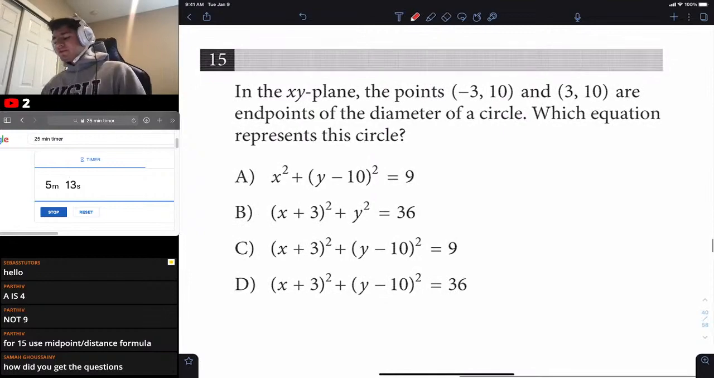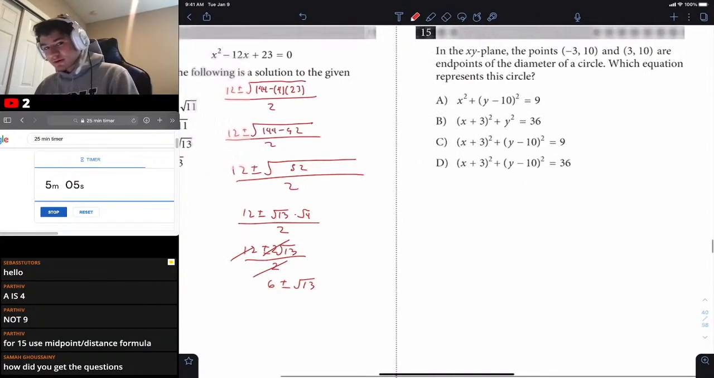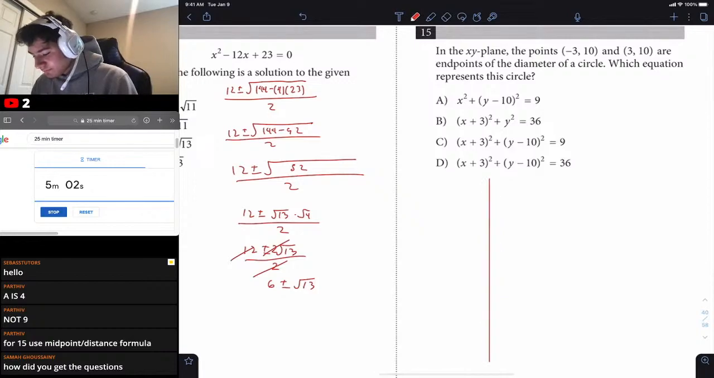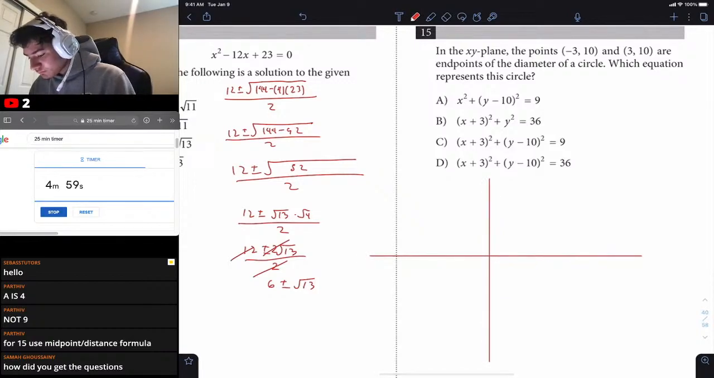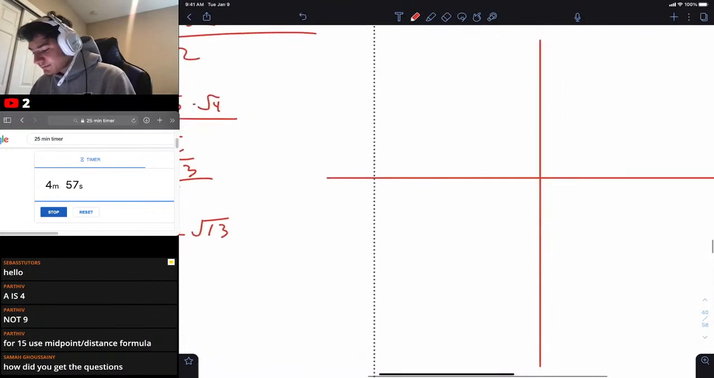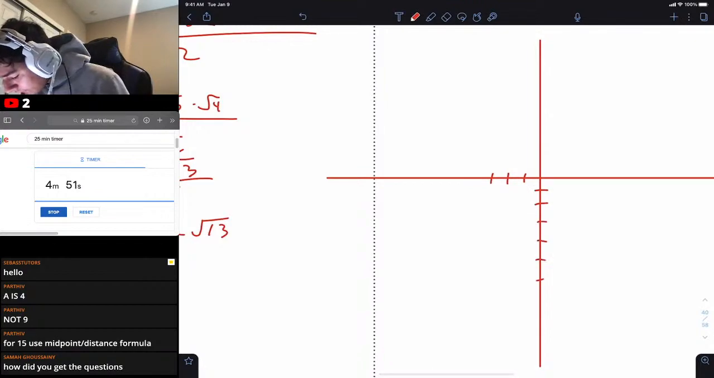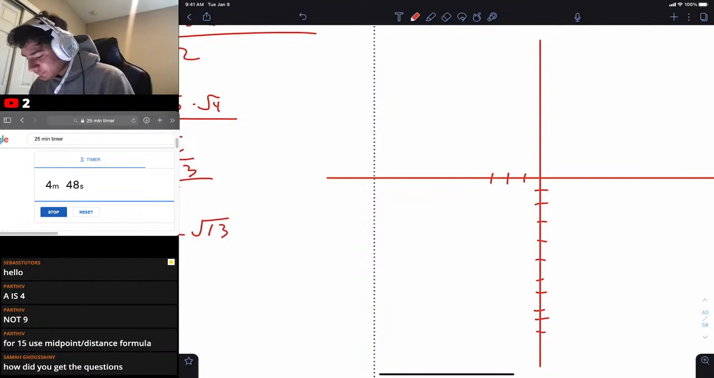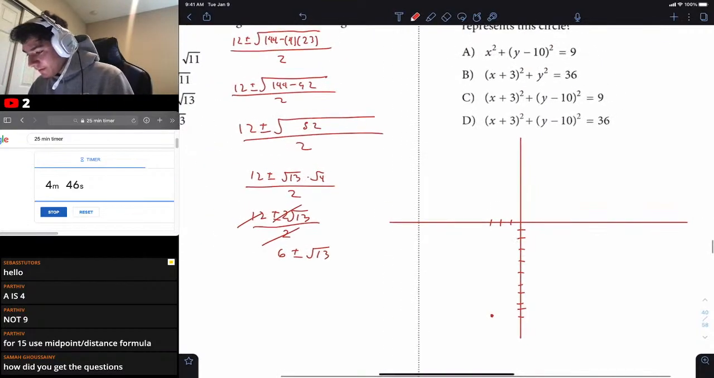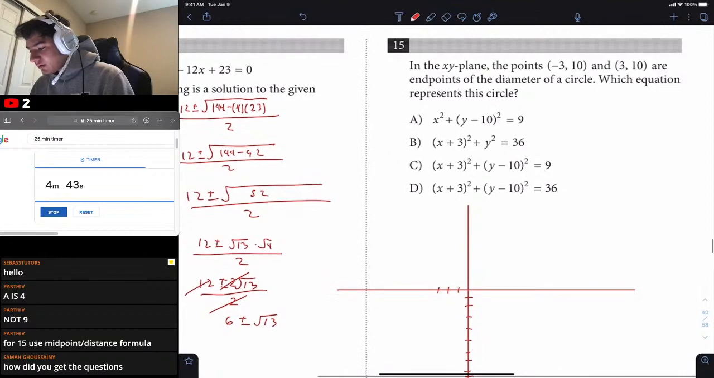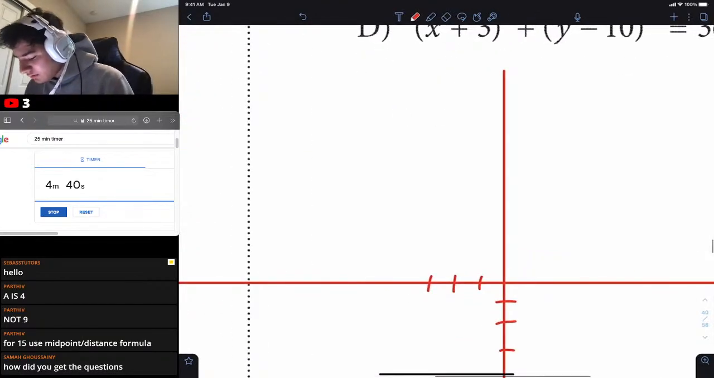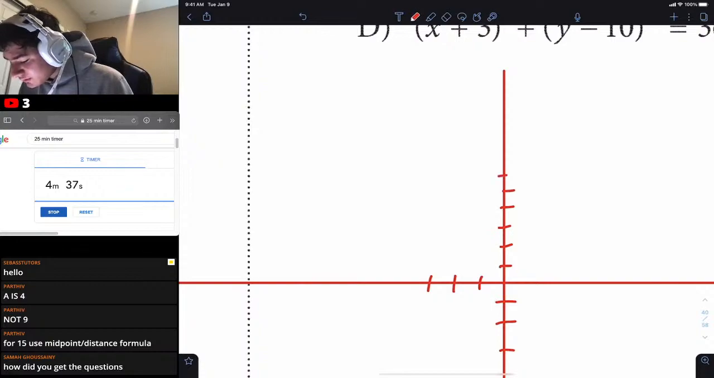In the xy plane, the points negative 3, 10 and 3, 10 are the endpoints of a diameter of the circle. Okay, I can go ahead and graph this if I need to as well. So negative 3, 10. So negative 3, then 1, 2, 3, 4, 5, 6, 7, 8, 9, 10. So something like this, right? Negative 3, 10, not negative 10. 1, 2, 3, 4, 5, 6, 7, 8, 9, 10. Okay, so something like this.